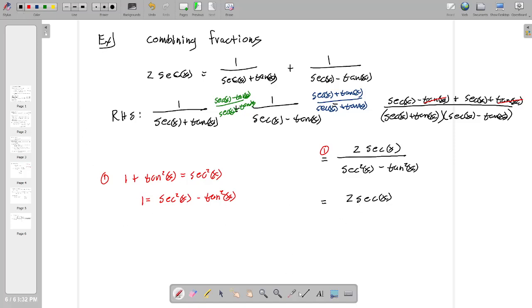Which is exactly what we wanted. We finished because we have 2 secant x, 2 secant x. We're done. That's all we needed to do. I will note that it does help to label your steps.